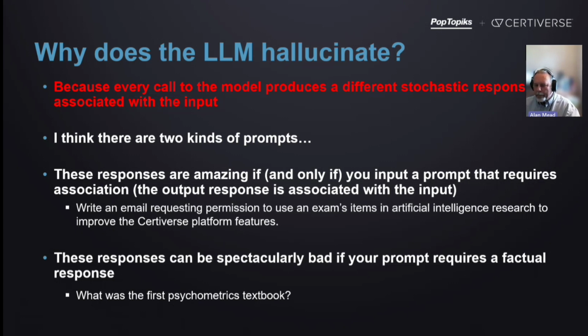But there are prompts where the response needs to be associated with the prompt, and these models can do amazing work, like write an email requesting permission to use an exam's items in artificial intelligence research to improve the server's platform features. The only way that the model can get that wrong is by not writing an email, having it not be on topic, or just writing it really badly. But if the output is associated with this prompt, it will be a good output. There isn't any specific correct way to write that email.